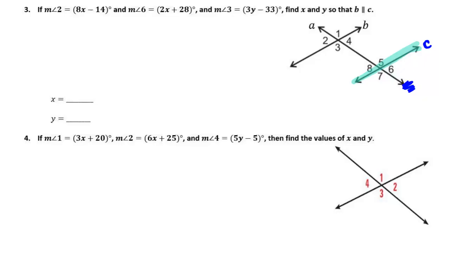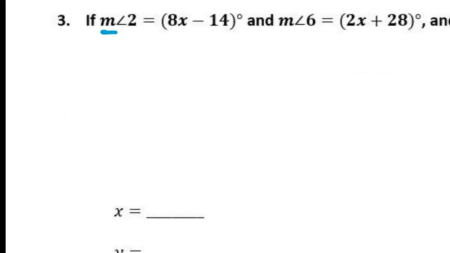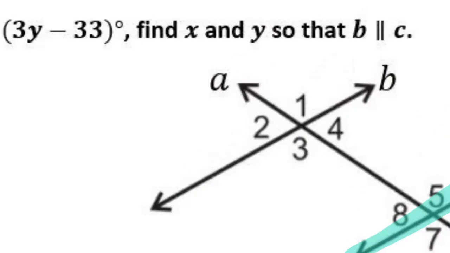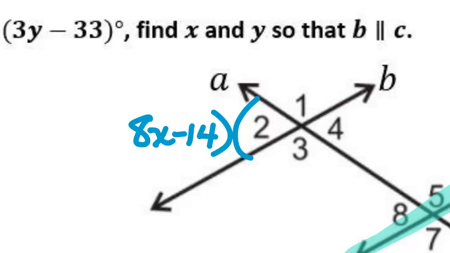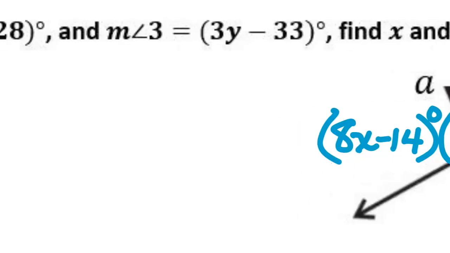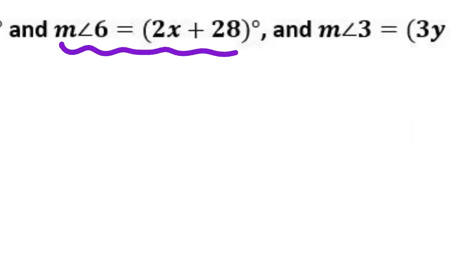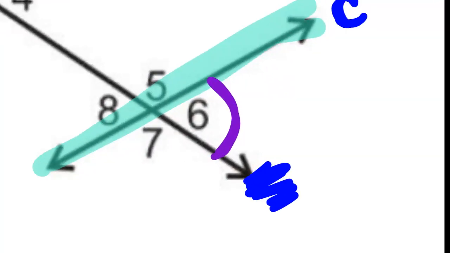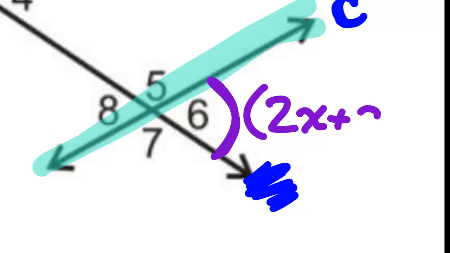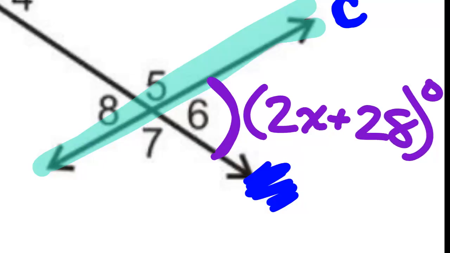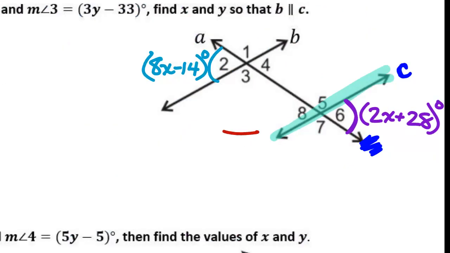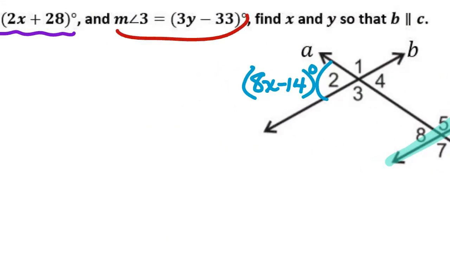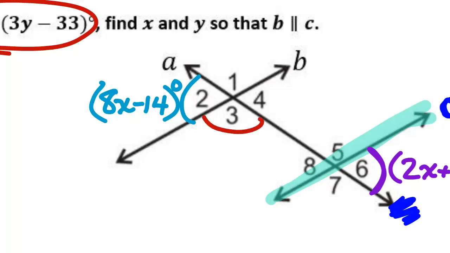First thing they tell us in this problem is that angle 2 is 8x minus 14 degrees, this angle right here. 8x minus 14. And they also tell us that angle 6 is 2x plus 28, this angle right down here. And then they also tell us that angle number 3 is 3y minus 33 degrees, this angle here.